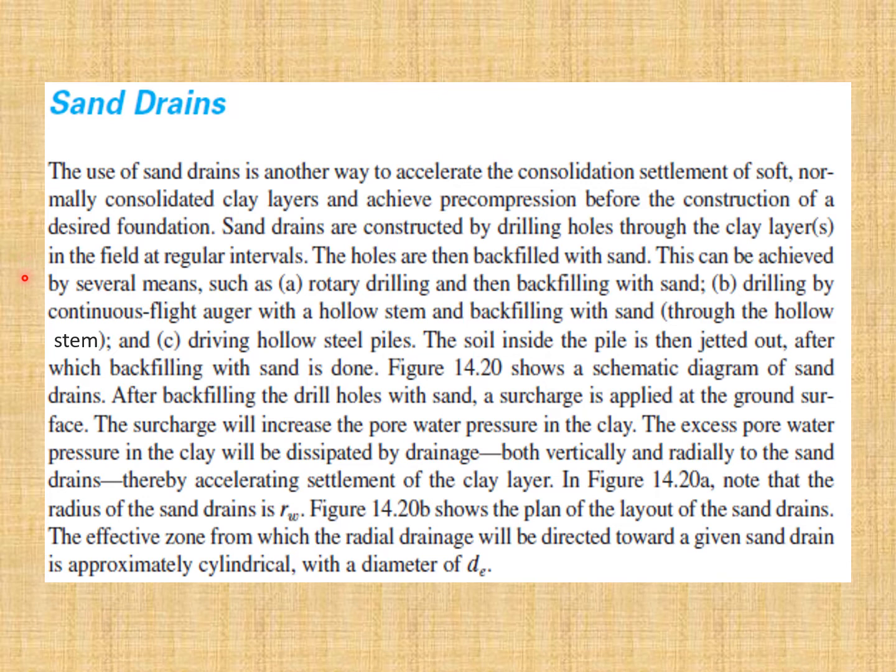This can be achieved by several means such as rotary drilling and then backfilling with sand, drilling by continuous flight auger with a hollow stem and backfilling with sand through the hollow stem, or driving hollow steel piles. So there are different options in this regard which are available. The soil inside the pile is then jetted out, after which backfilling with sand is done. Figure will show a schematic diagram of sand drain.